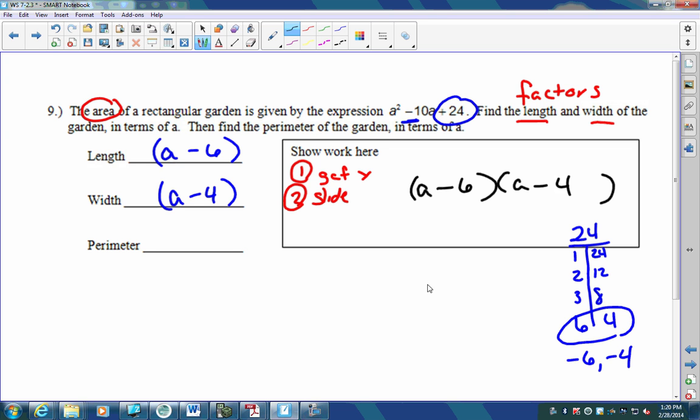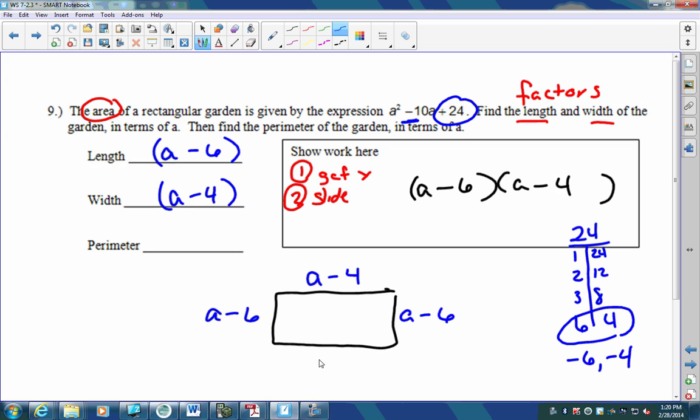But then it's asking us for perimeter. Guys, if I have my rectangle and I've got A minus 6, A minus 4, label all your sides. How do you find perimeter? What do you have to do? Yeah, how many A's do I have? 1, 2, 3, 4. 4A. Then I have negative 6 and negative 4. Negative 4 and negative 6. That would be minus 20. Okay.